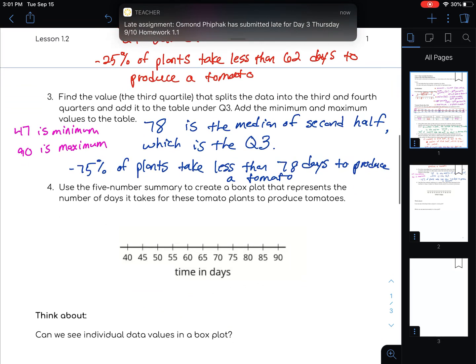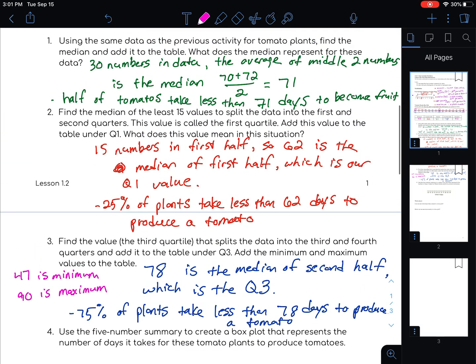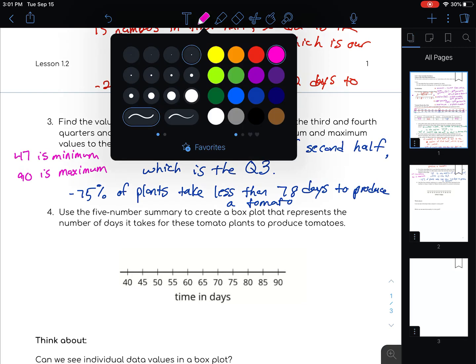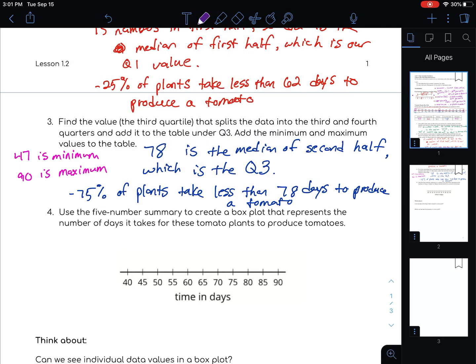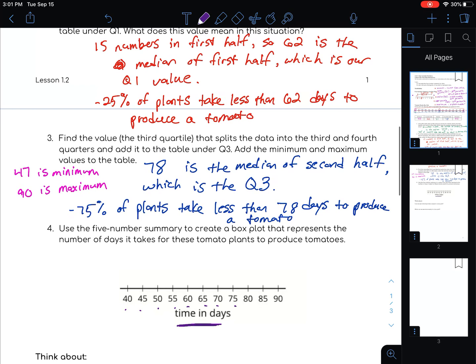All right, so now we have all the information that we need in order to make the box plot, which is essentially the way we represent the 5-number summary. So all we have to do is create a scale. Luckily, the scale has been done for us, the time in days for tomato plants to produce a tomato. The scale has to be in equal step sizes. Whatever your step size is, you have to be consistent. In this case, it goes by 5s. So now we're just going to take our 5-number summary and put it into our box plot.